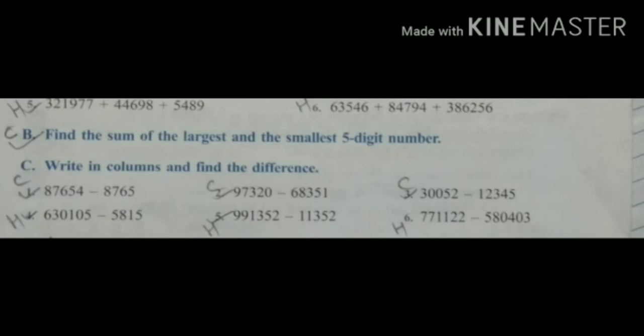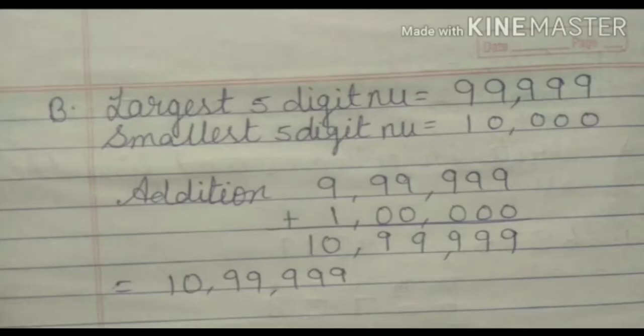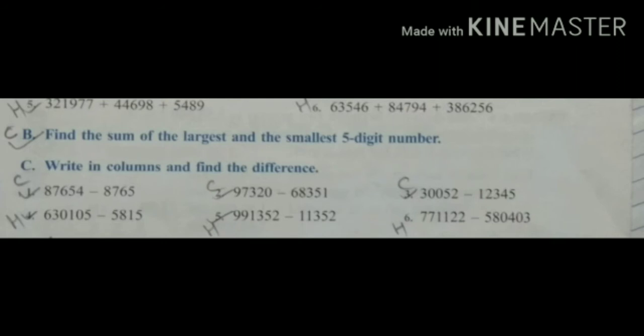Question number B is find the sum of the largest and smallest 5-digit number. Largest 5-digit number is 99999, and the smallest 5-digit number is 10000. So we add these numbers and the answer is 1,09,999. Question number C is write in column and find the difference.